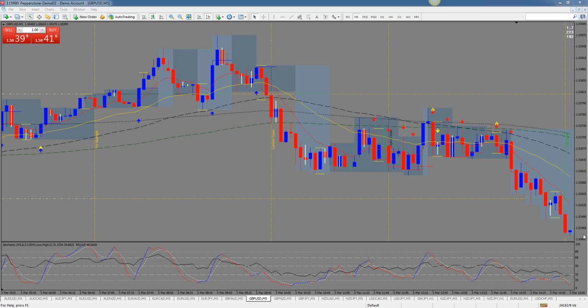It only gets as convoluted and as difficult as you want to make it. The rules, there's not that many rules. It's very simple. Understand price action.